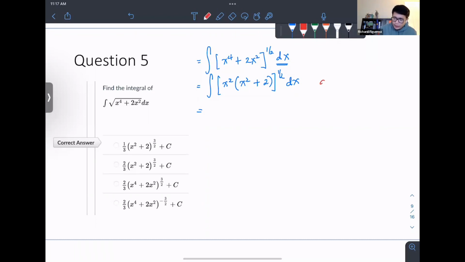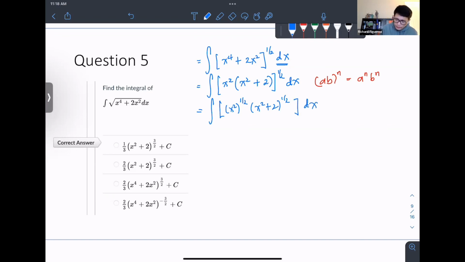Remember, if we have a times b, then raised to n, this is the same as a raised to n times b raised to n. And this is what we will be doing here. So we'll have x squared raised to 1/2, which is our a raised to n, then the other one is x squared plus 2 raised to 1/2, multiplied with dx. Then x squared raised to 1/2, that is 2 times 1/2, is just x. Then I'll have x squared plus 2 raised to 1/2 dx.